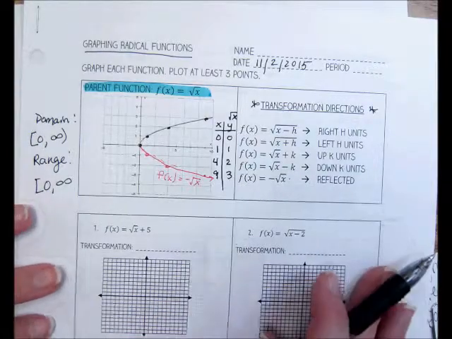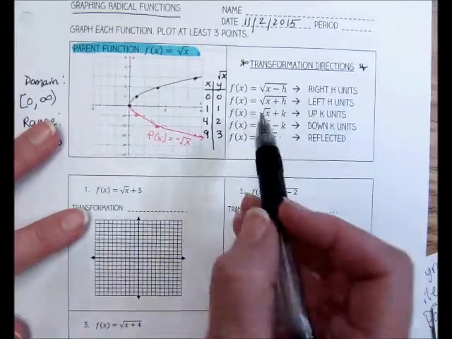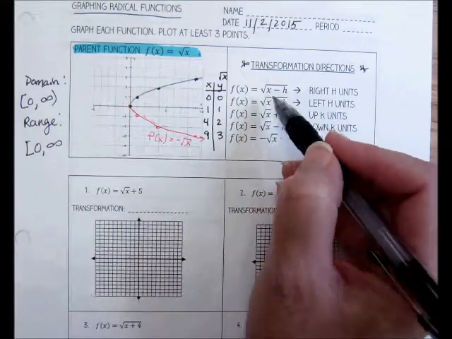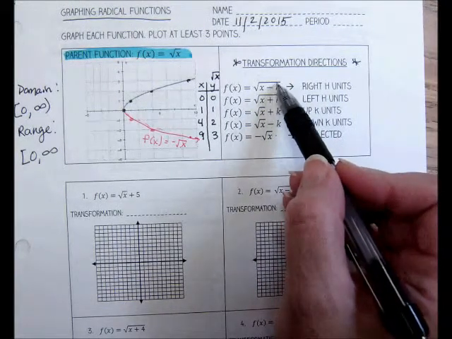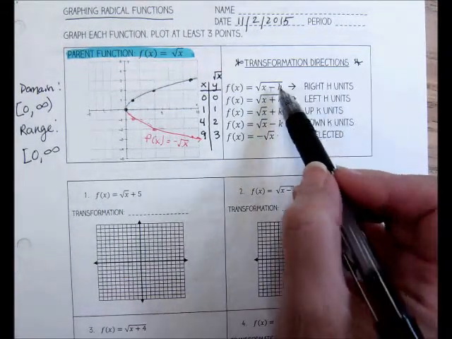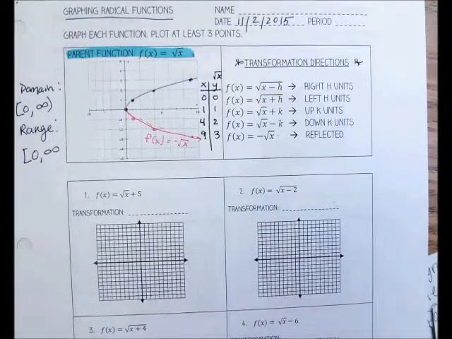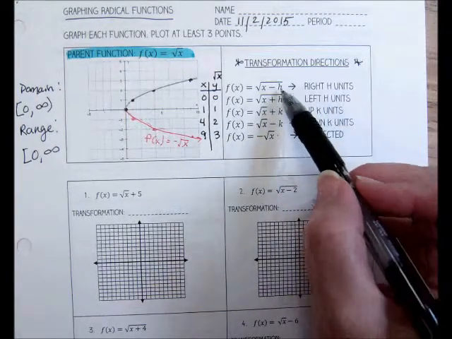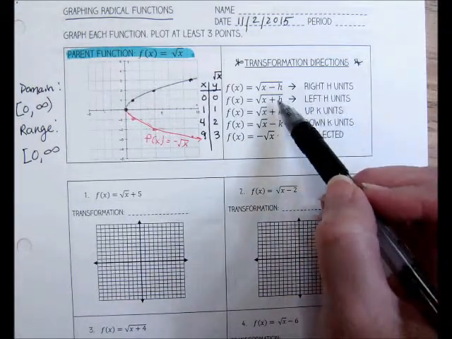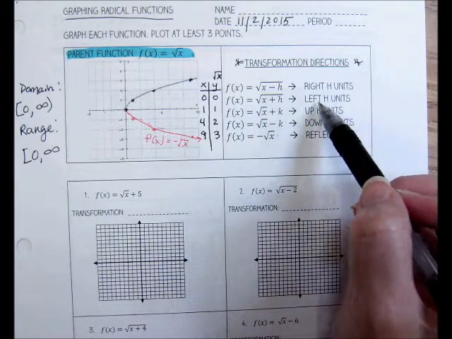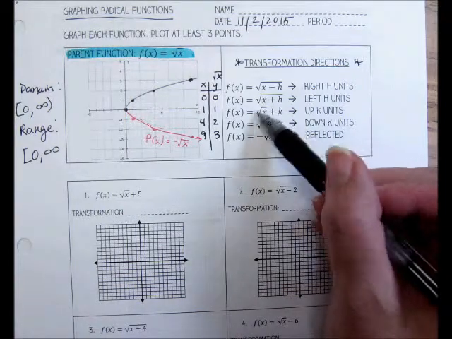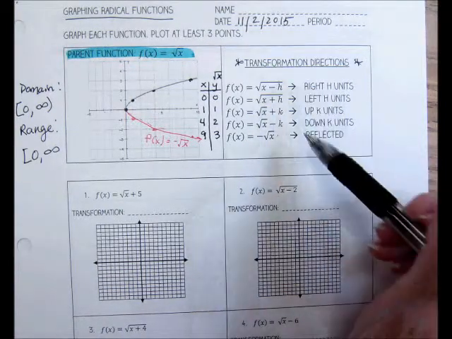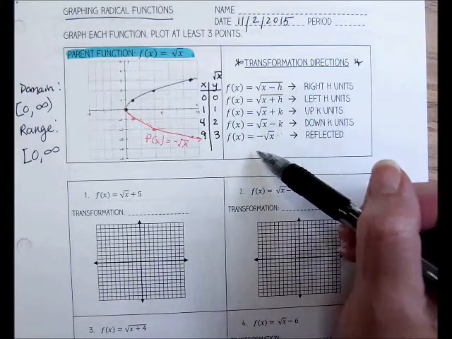Now, if you look over here to the side, it gives you some rules. This means if I am underneath the radical and I am moving it, it's going to have minus some number. This h value tells me, if it's minus, that I'm going to move it to the right h number of units. And if it's a positive under the radical, I'm going to move it to the left a certain number of units. Then if it's outside the radical, so I have plus k here, I'm going to go k units up, or I'm going to go k units down.